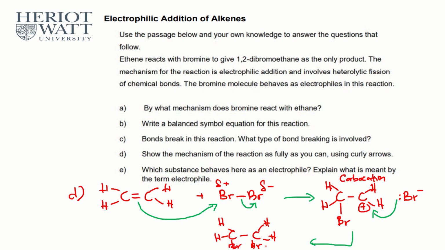Now look at E. Which substance behaves here as an electrophile? Explain what is meant by the term electrophile. So which species here acts as an electrophile? Obviously the bromine. And the term electrophile means that it is a substance, a compound, or molecule that lacks electrons. Like in this case, delta positive, right? It's lacking electrons because the electron pair from the bond here is moving towards another Br. Alright, so yep, basically that's the definition of electrophile.